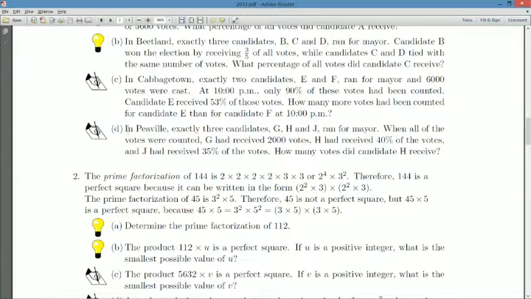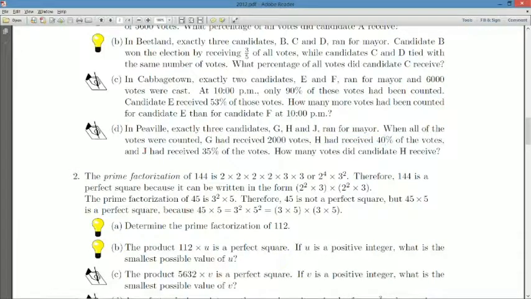All right. So that brings us to the last part of question 1D. In Pville, exactly 3 candidates, G, H, and J. I wonder why I didn't run for mayor. When all of the votes are counted, G had received 2,000 votes, H had received 40% of the votes, and J had received 35% of the votes. How many votes did candidate H receive?